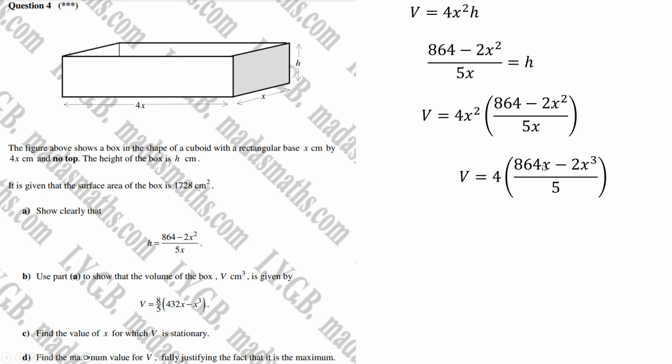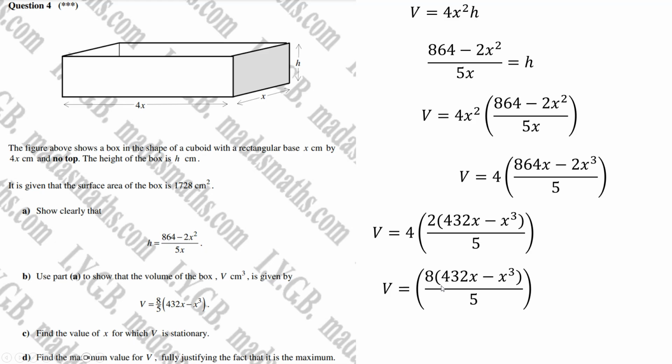What I'll do next is factorize the top. To get this, you can take out 2. Then I'll distribute the 4 only across this to get that. And this is like saying 8 over 5 multiplied by 432x minus x cubed, which is what the question wants. And just think about that, because if the question has given it to you factorized, what's the point in expanding a big mess? You could just factorize it before you get to the big factorization at the end. Anyways, you'll get this for the volume.